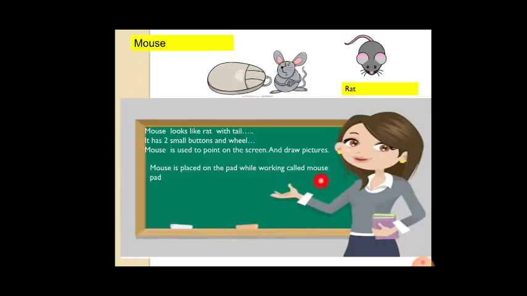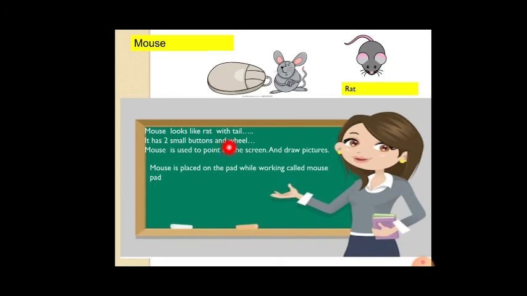Next, we'll continue with the mouse. Can you see the mouse? Everybody knows what a mouse is. A mouse is a rat, which looks similar to our computer mouse. But this is a mouse, a rat, and we also have a computer mouse. The features are similar. A mouse looks like a rat with a tail. Can you see the tail which is connected to the CPU? Even the computer mouse has a tail.